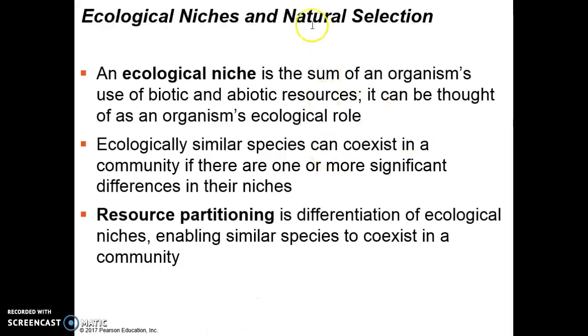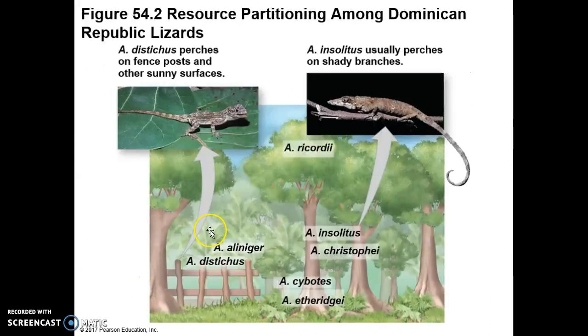An important aspect of ecological niches is that it allows species that are similar to coexist by dividing up resources. So here you've got a picture that shows two lizards that live in different elevations of a tree. And basically this limits competition because this lizard is going to be on a shady branch up near the canopy. This lizard is going to be down low on a sunny surface or on a fence post or something along those lines. So these two are physically separated so they won't compete for resources.